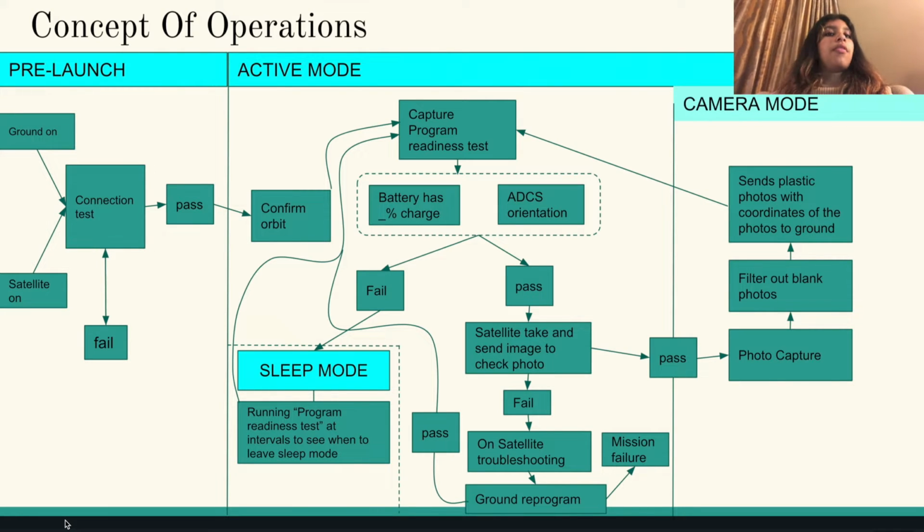If, however, the satellite fails to take the image correctly, we have an on-satellite troubleshooting program which sends the ground whatever is wrong with the satellite. The ground then reprograms the satellite to make sure that the mission is able to work even with the errors. The capture program readiness test is run again, and it passes both stages. The next thing that happens is that it goes into a subsystem of the active mode, which is called camera mode. The satellite there takes multiple photos and filters out photos without any plastics in the ocean. Then it sends the photos with the coordinates of the photos to the ground, which runs the capture program readiness test over and over.